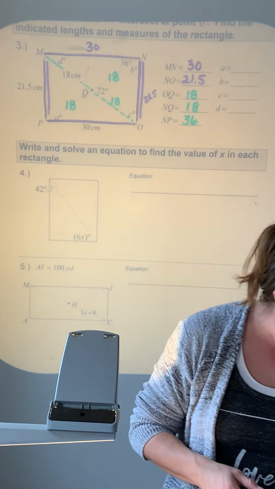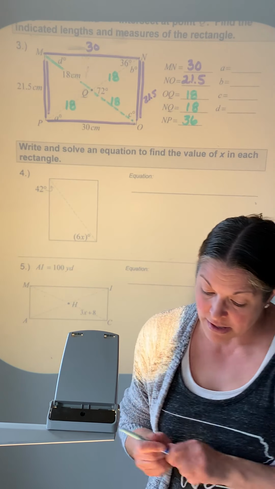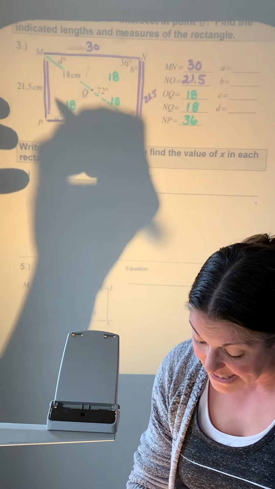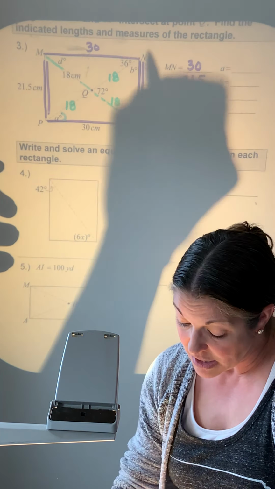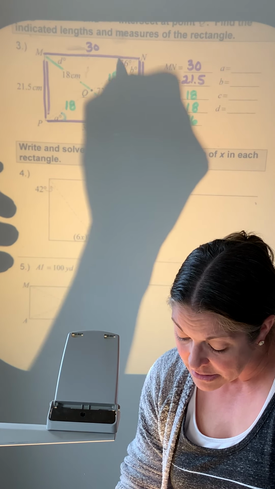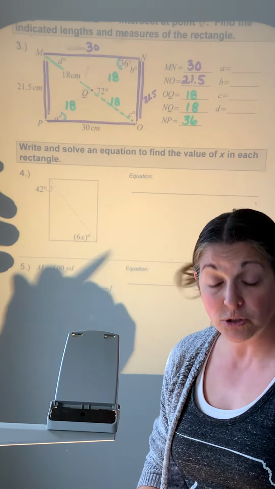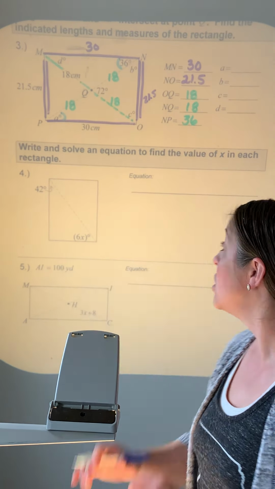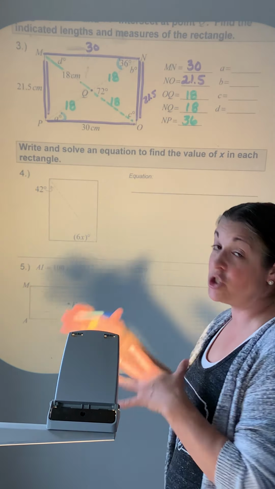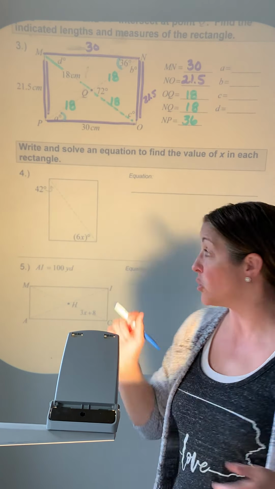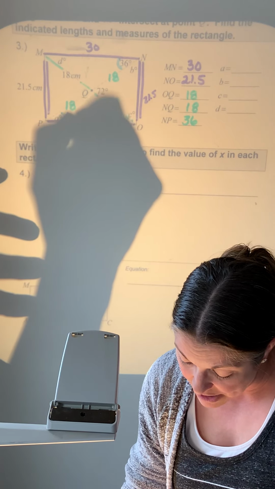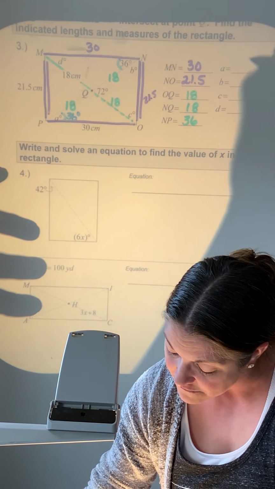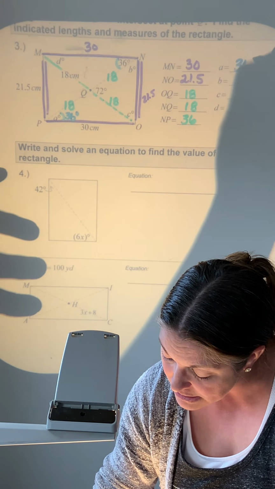So if we take a look at letter A, I notice letter A is down in this bottom corner here. Well, up top here, there's a 36. Those are alternate interior angles. So again, the rectangle is just another parallelogram, so alternate interior angles still apply. So we've got 36 for angle A.